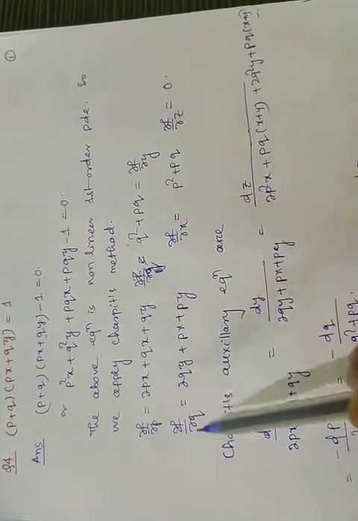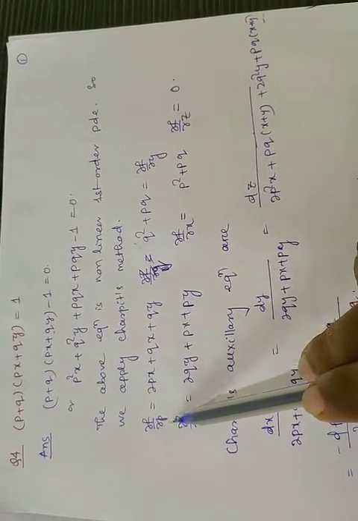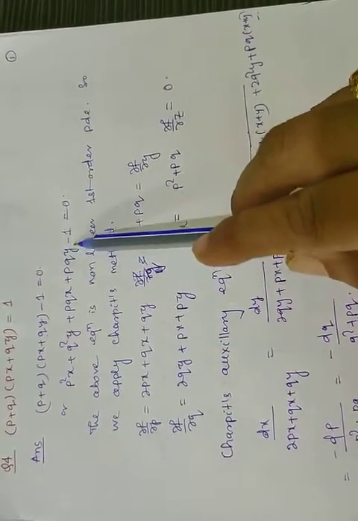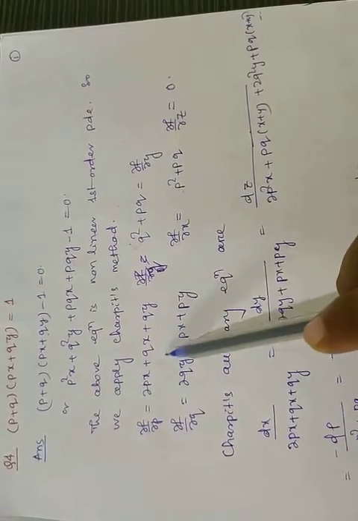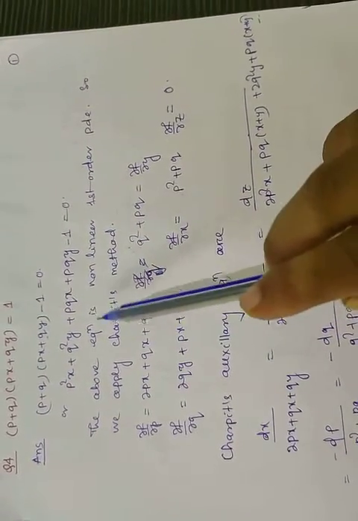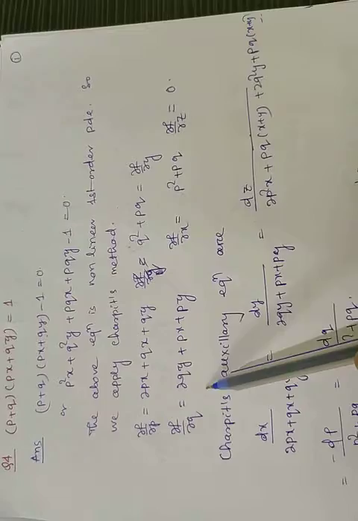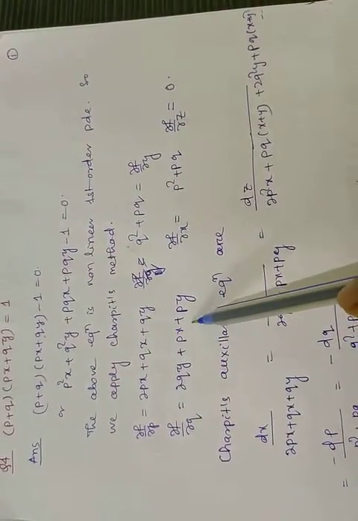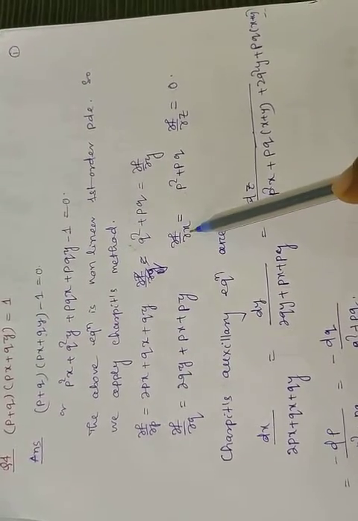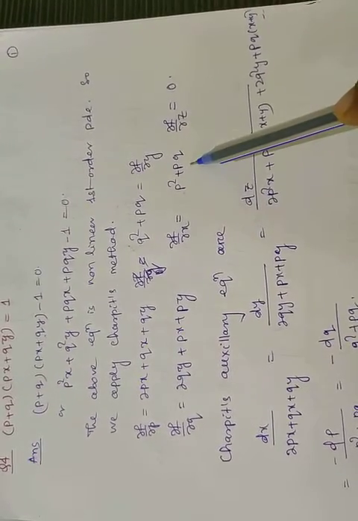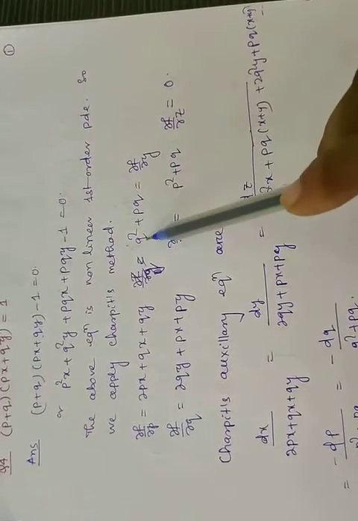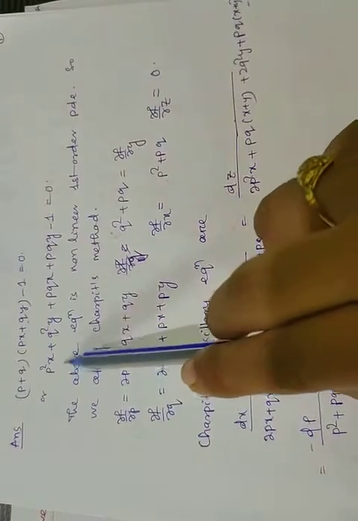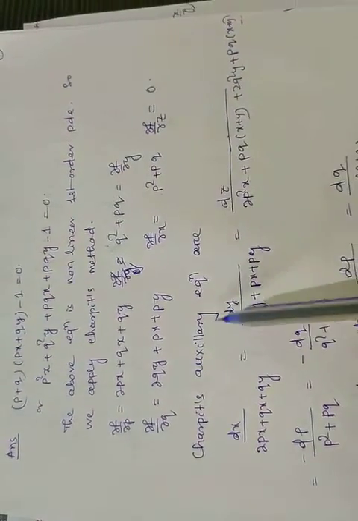To find the Charpit's auxiliary equations, we need to find del f by del p, the derivative of f with respect to p. This is 2px + qx + qy. Del f by del q, the derivative of f with respect to q, is 2qy + px + py. Del f by del x is p² + pq, del f by del y is q² + pq, and del f by del z is 0 because no z is present here.